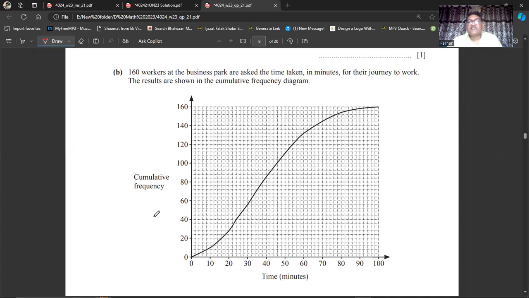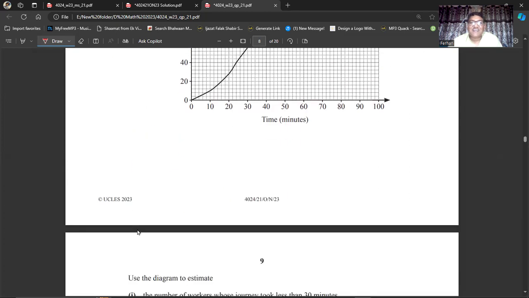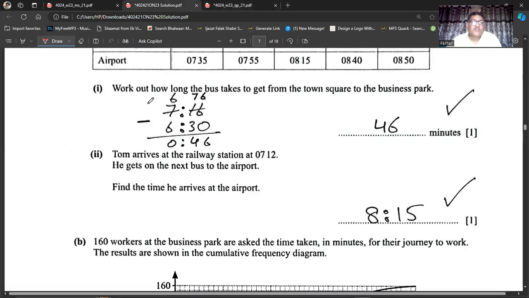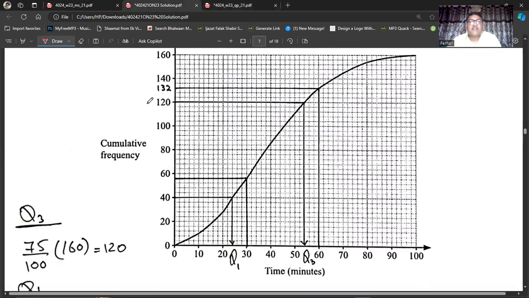This is the time, and this graph is of the less than graph. This is a very important sentence. This graph is of the less than graph. Okay, the first question they're asking: use the diagram to estimate the number of workers whose journey took less than 30 minutes. Whose journey took them less than 30 minutes.